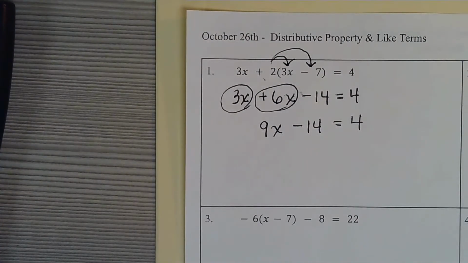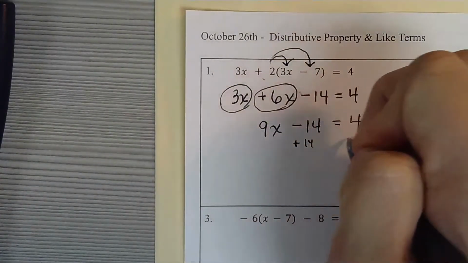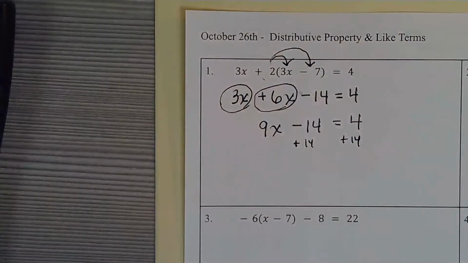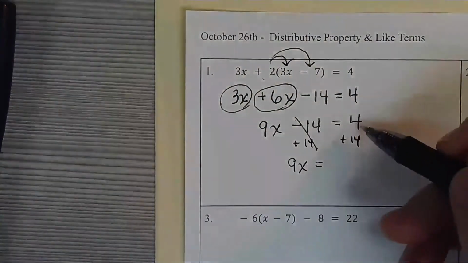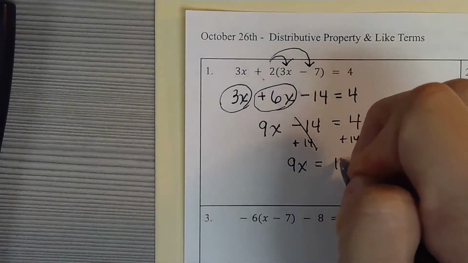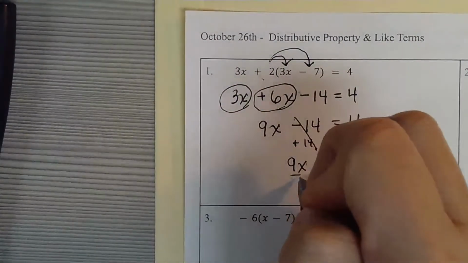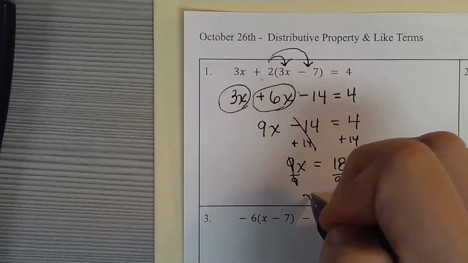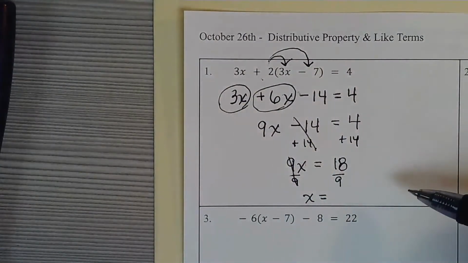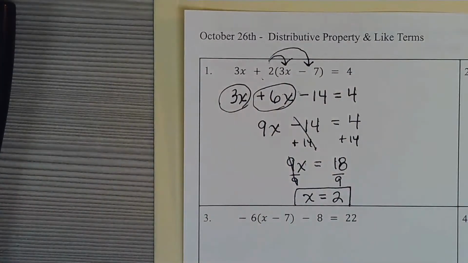Now it's solving a 2-step equation like you've practiced. To get rid of minus 14, we're going to add 14 to both sides of the equation. Bring down your 9x. 4 plus 14 is 18. Last step, get rid of multiplying by 9 by dividing by 9. And 9's cancel out. 18 divided by 9 is 2. So there is our solution.